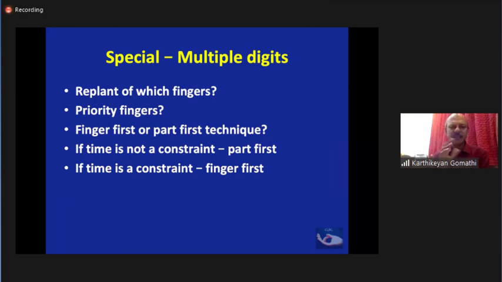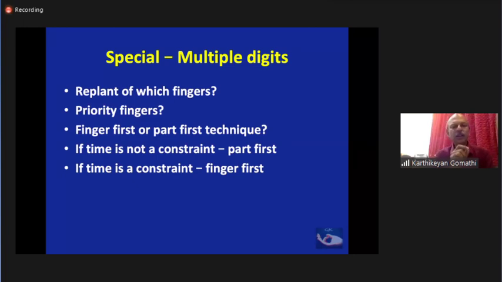Which fingers can we replant? Do we replant all the fingers or do we replant some fingers? In that situation, you think about which are the important things. If it is possible, do a replant of all fingers. If there is a shortage of time or the shortage of personnel, then you can do the replantation of the most important fingers and the fingers that are not crushed. Priority fingers, the thumb obviously, index finger, mid finger, that is the priority in order.